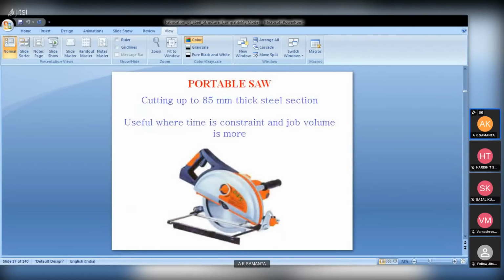Now you can see this is one portable saw. Up to 80 or 85 millimeter thick steel section we can cut, but it will make a lot of noise as well as sparking. So we have to be careful about exactly where the workshop is located. It creates a lot of noise, and not only that, it is time consuming.